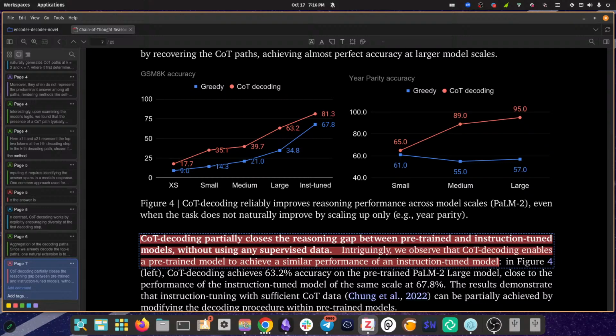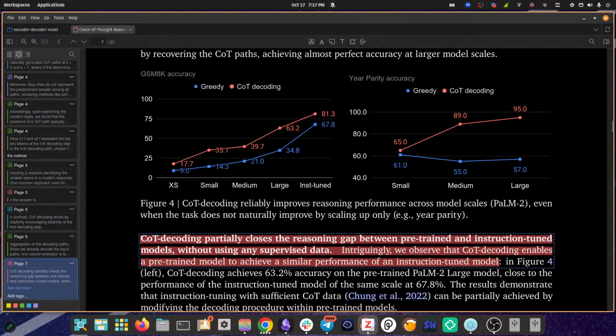Instruction tuned is 67, 68%, and CoT decoding for instruction tuned beats it by 15%. Yeah, that's quite a significant jump. And then on the year parity task, which is a kind of binary, yes-no, did you get the right answer, the greedy decoding is just awful, and then we can go up to almost 100% with CoT, which is kind of interesting.